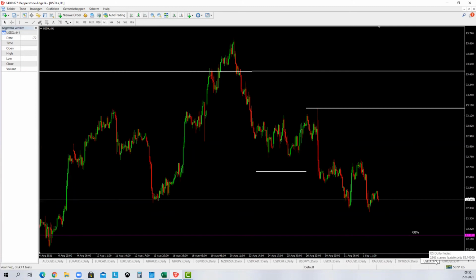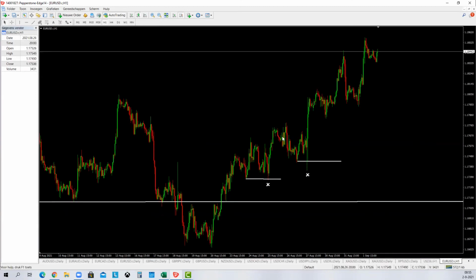I know shorting the dollar or buying the euro dollar puts the odds massively in my favor. I had 2 mechanical setups in the euro dollar here, lined up with these dollar statistics, and I took 2 longs. Number 1 was in this area over here, and long number 2 was in this area over here. And look, price is traveling up.